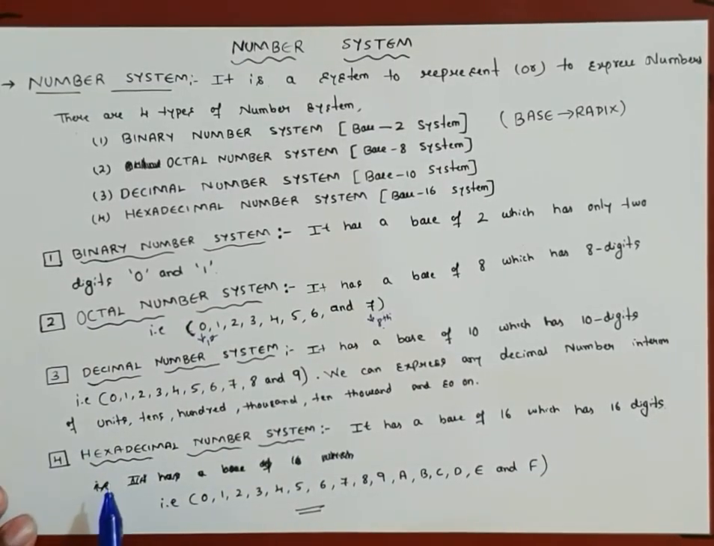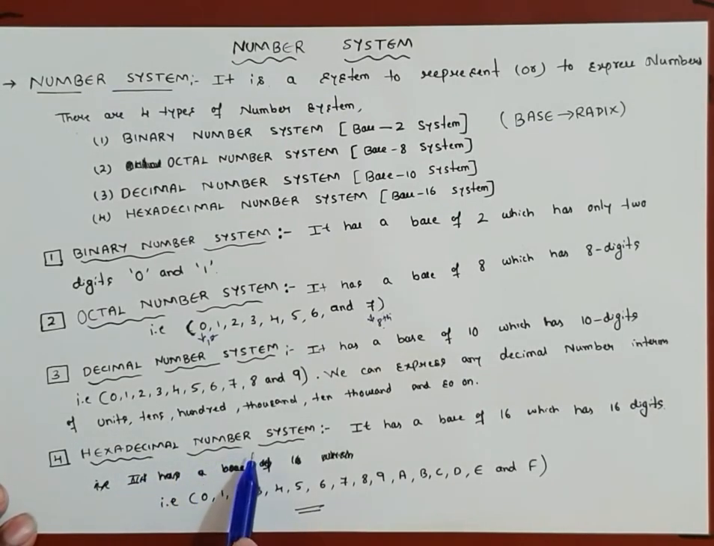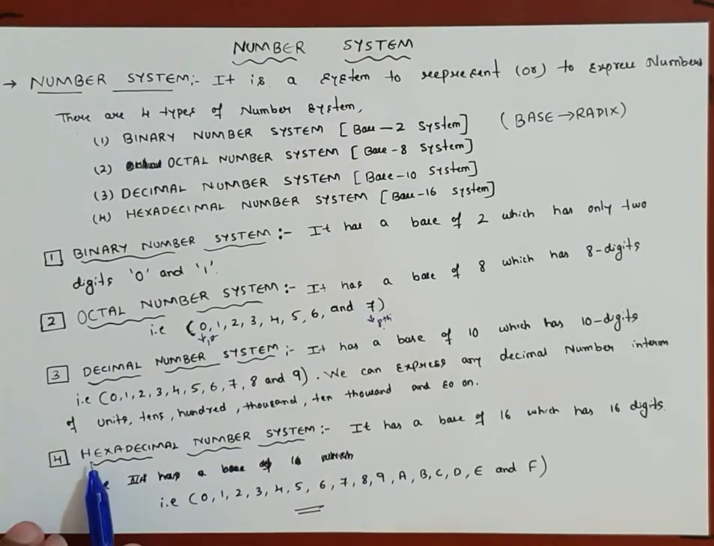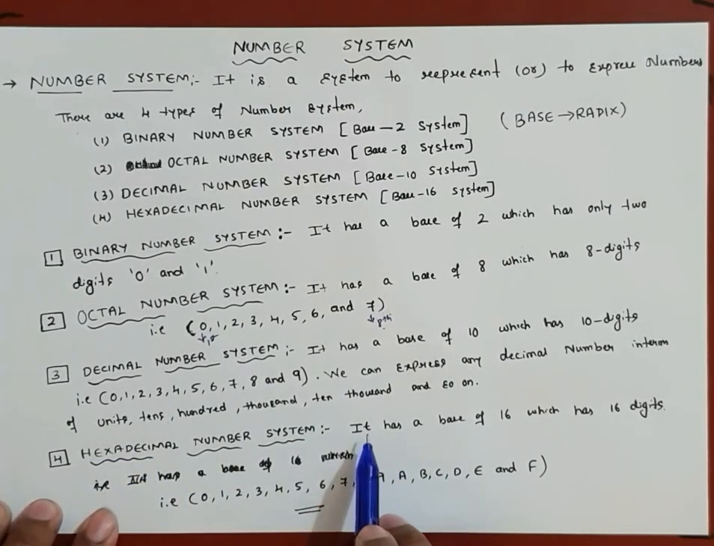And the last one is hexadecimal number system. Hexa means 6, decimal means 10. If I combine both, hexa plus decimal, that is 6 plus 10 equals 16. Hence it has 16 digits, which start from 0 and end at F.